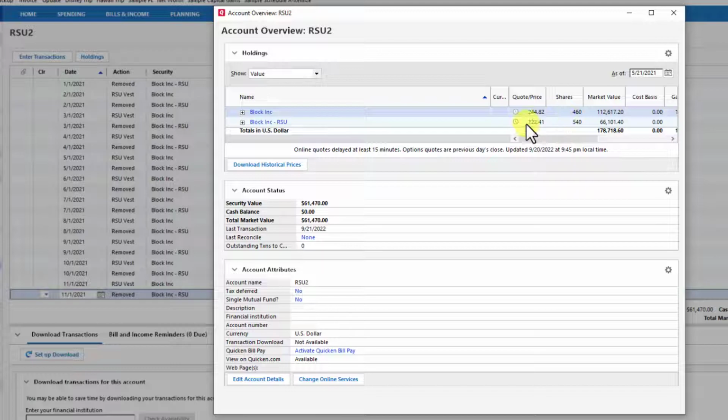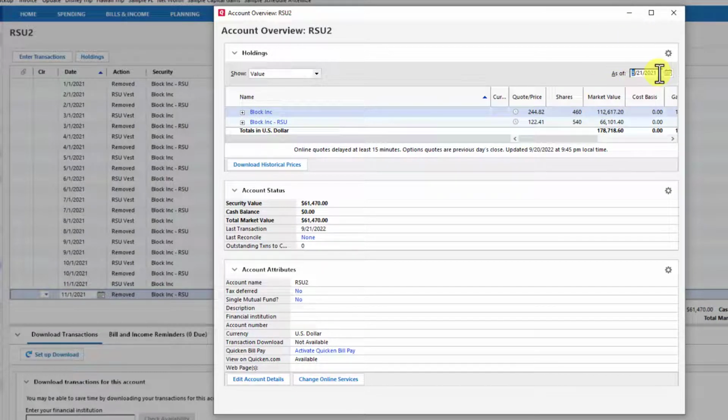Also worthwhile noticing is the RSUs are 50% of the value of the full price of the stock. So 122 versus 244. It would have been $122 because we set that preference at 50% of the value, whereas the full price is 244. Because as of May 21st, we did not know that we were going to vest fully in this 540 shares. So let's understand a little bit more about what's happening between the full price of the stock Block and the RSU, which we see here, Block RSU.